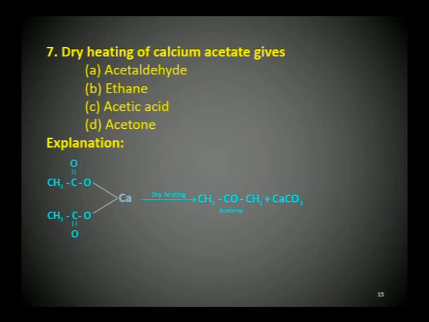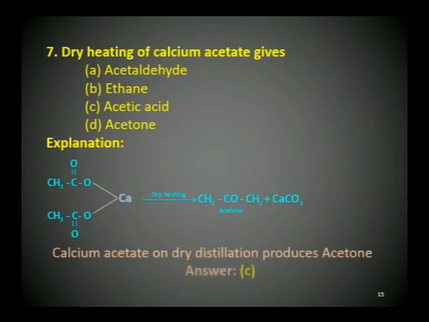As I said earlier, instead of calcium formate, if any other calcium salt of carboxylic acid is taken, we produce ketones. Whereas, if you take calcium formate, an aldehyde will be produced. So, the answer in this question is D, that is acetone. So, dry distillation or dry heating of calcium acetate gives acetone.